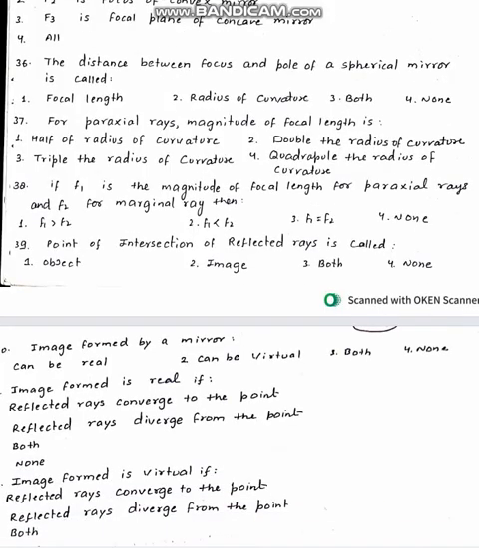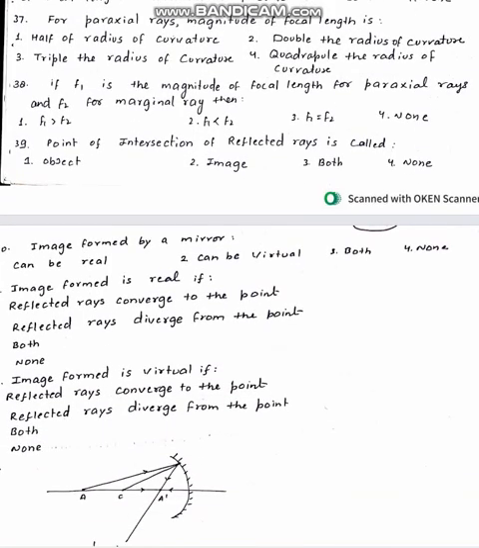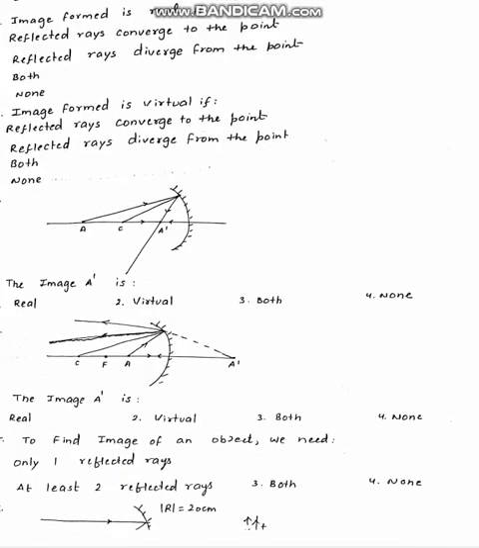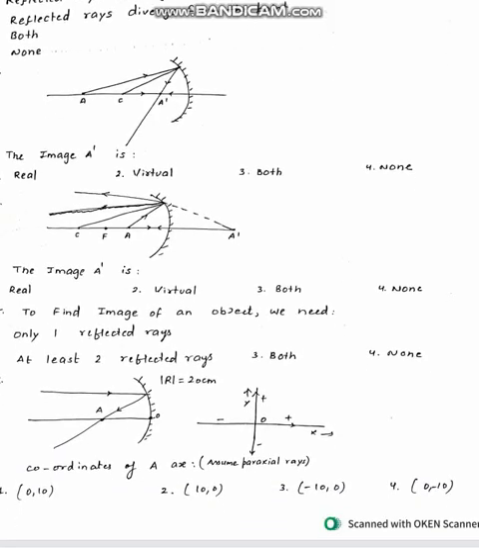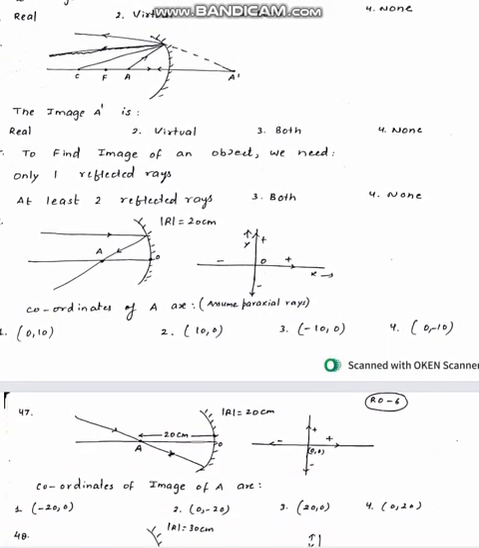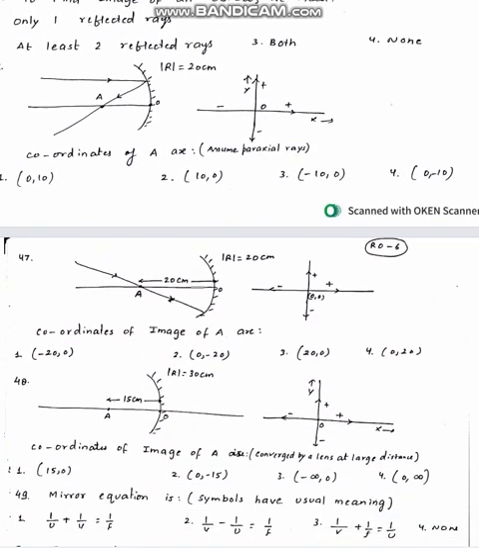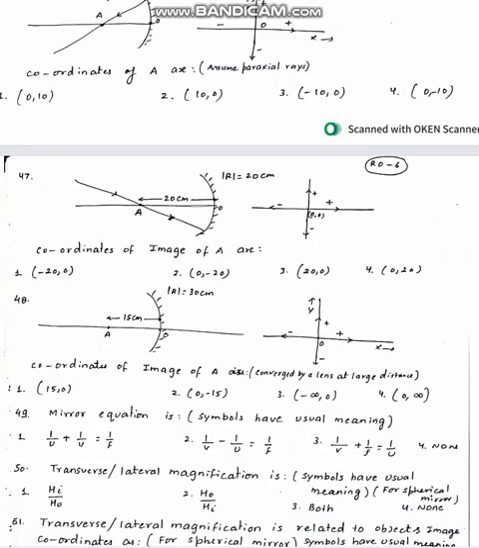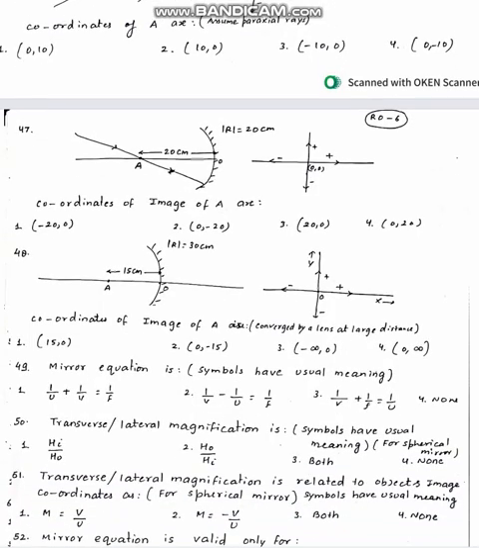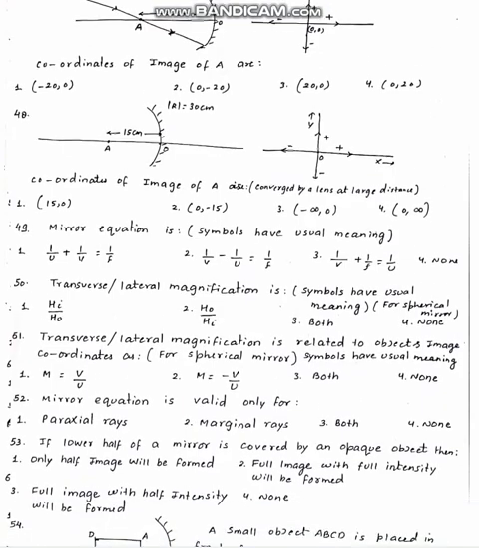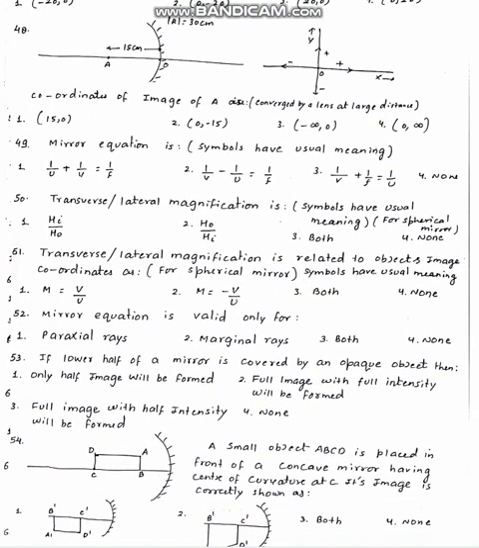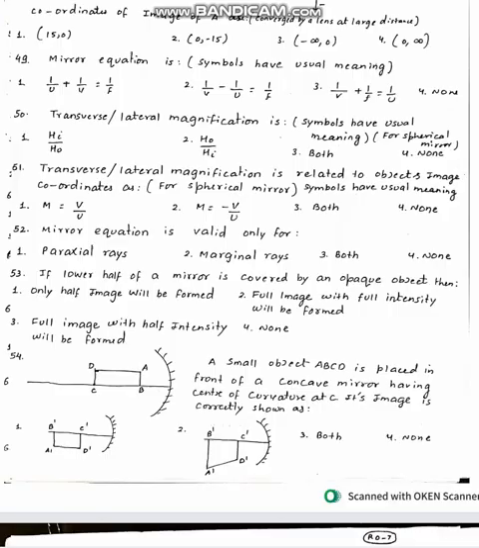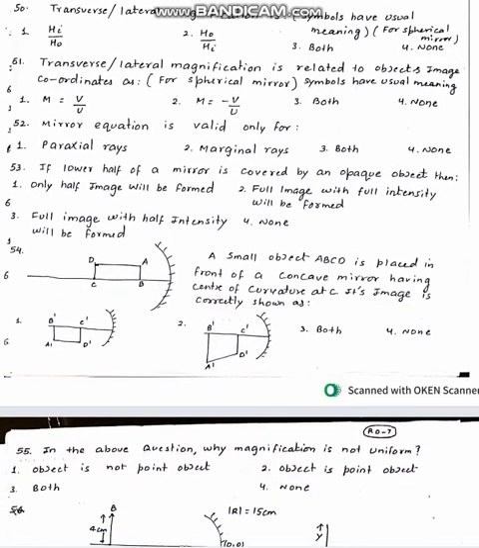Then radius of curvature and focal length, paraxial rays, foci for focal length for paraxial and marginal rays. Then we have certain questions based on reflection by spherical mirrors. We have coordinates of image. Then we have again a question based on the reflection by concave mirror. We need to find the mirror equation, the magnification, lateral magnification.